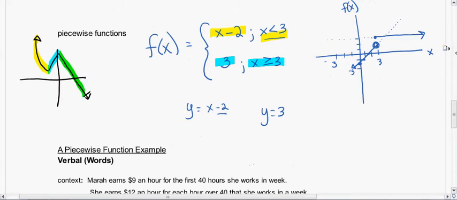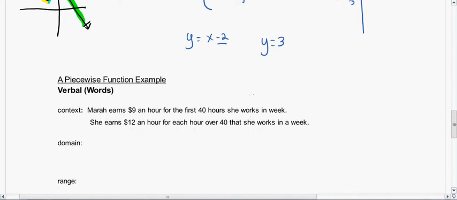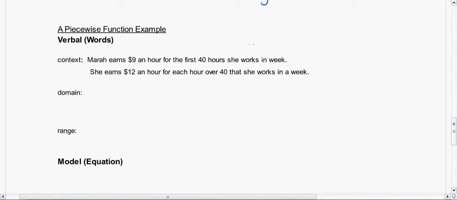Going back to our notes, let's use the rule of 4 and look at a specific piecewise function example. So here's the context, the verbal part. Mara earns $9 an hour for the first 40 hours that she works in a week. $9 an hour for the first 40 hours. She earns $12 an hour for each hour over 40 that she works in a week. So she's going to earn $3 more for each hour over 40 that she works in a week.